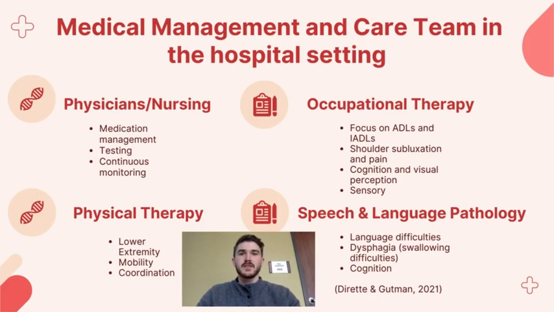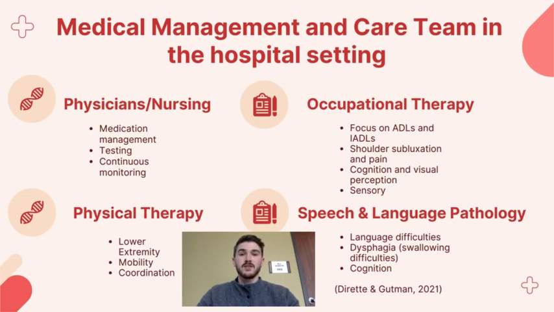Due to the complexity of a stroke, there's a wide variety of disciplines that are involved in the recovery of a stroke patient. Specifically for the medical management and care team in the hospital setting, it involves physicians, nurses, occupational therapists, physical therapists, and speech and language pathologists.